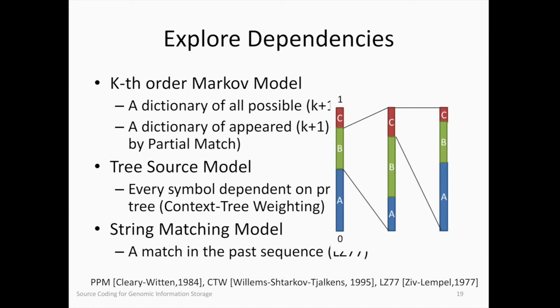And also, for the above 2 models, you have to either store a dictionary or you have to store a tree. But alternatively, you can find a match in the past sequence for the current substring that you want to encode. And basically, you only need to have a pointer that points to something that already happened and say, this part is going to be identical to what happened there. And this is the technique used in Lempel-Ziv.